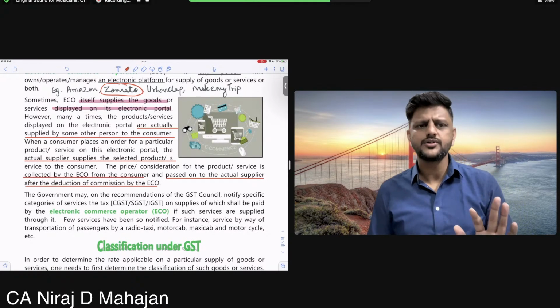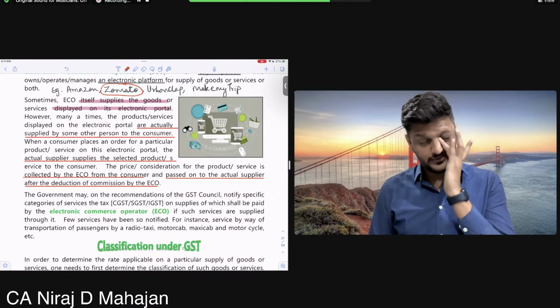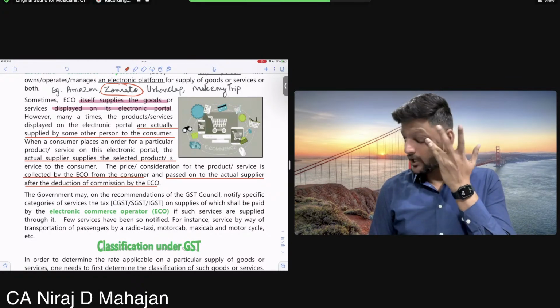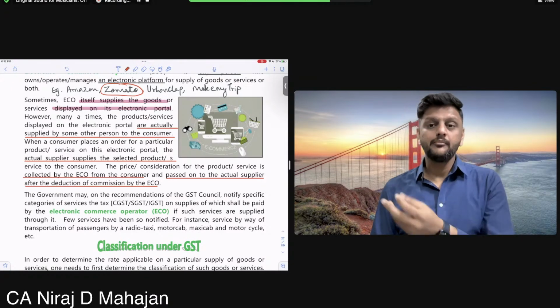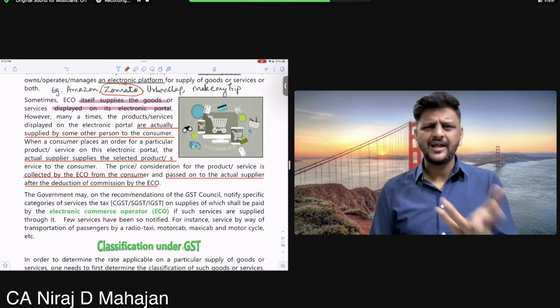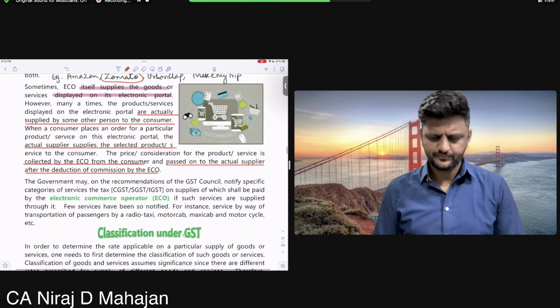Simple, completely logical. Amazon, yes or no? This is how Amazon works. Or Myntra.com, or Nykaa, whatever. Yes?